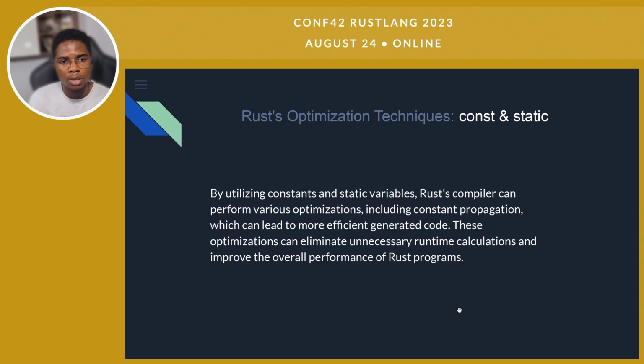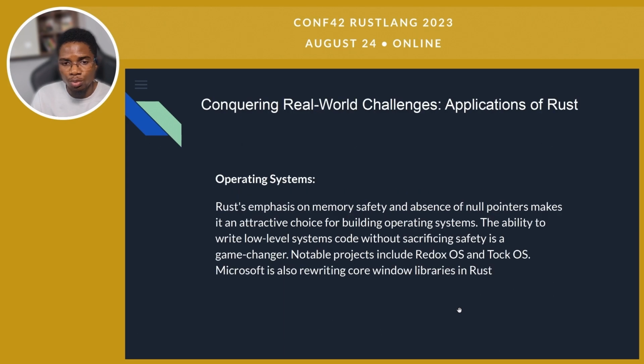By utilizing constant and static variables, the Rust compiler can perform various optimizations including constant propagation, which can lead to more efficient generated code. This optimization can eliminate unnecessary runtime calculations and improve the overall performance of Rust programs.